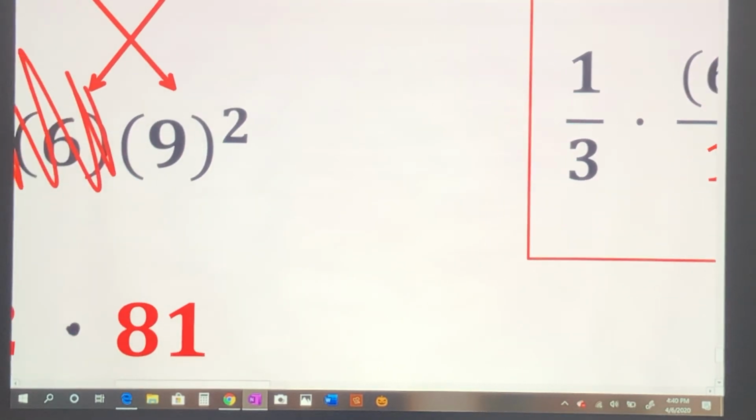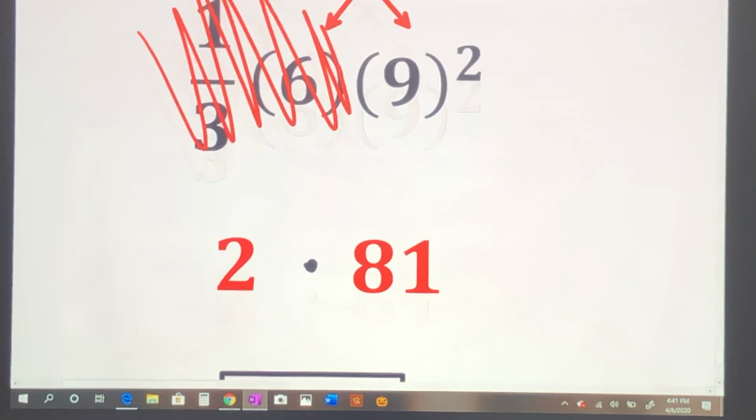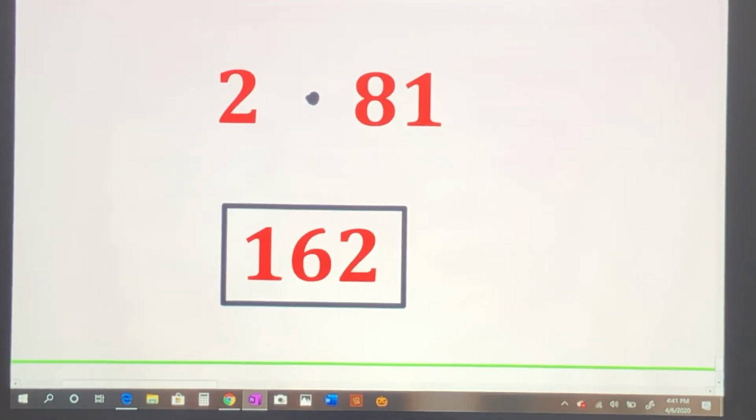Let's go over here. So I did a third of 6, which is 2, and 9 squared is 81. Nice little dot here. It looks like a lump of coal, which is what I got for Christmas last year. Yep, the third of 6 is 2. 2 times 9 squared, which is 81. Double it, 162.